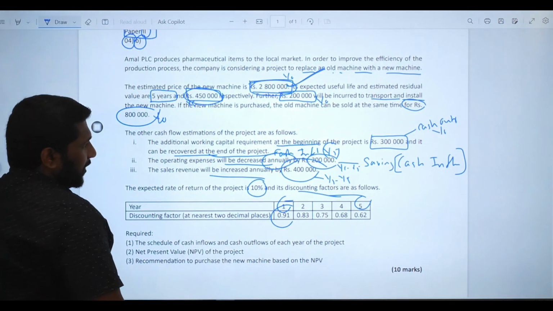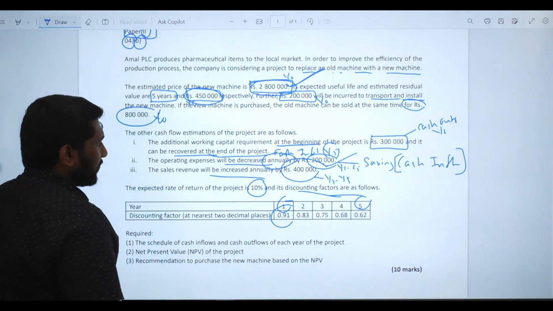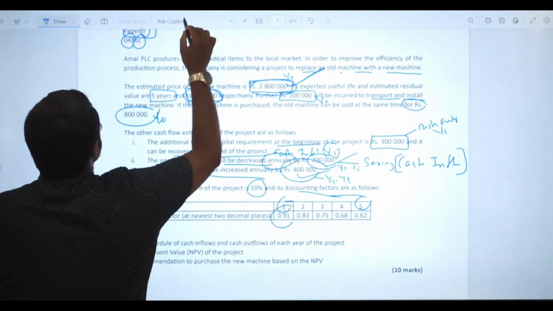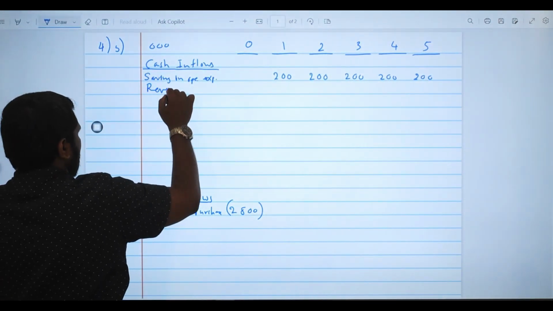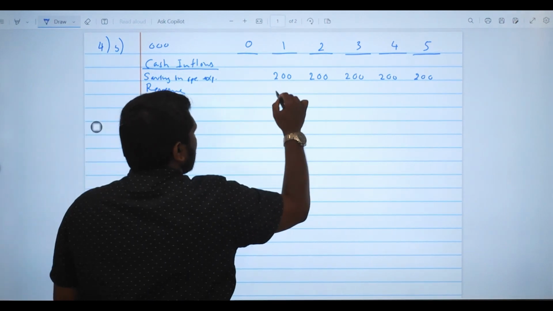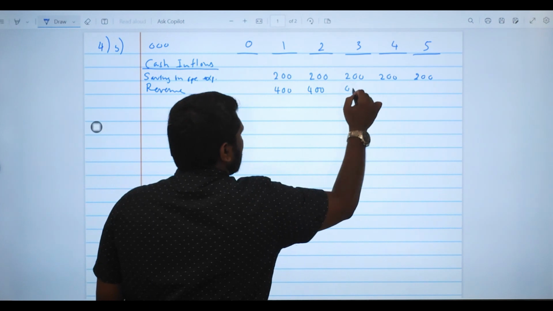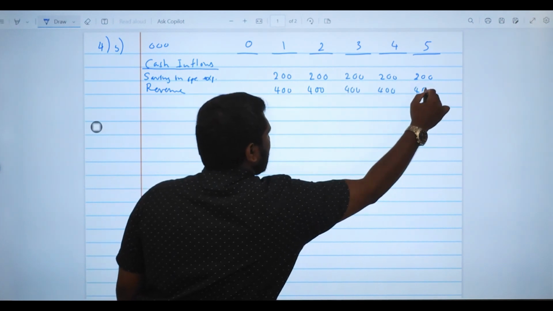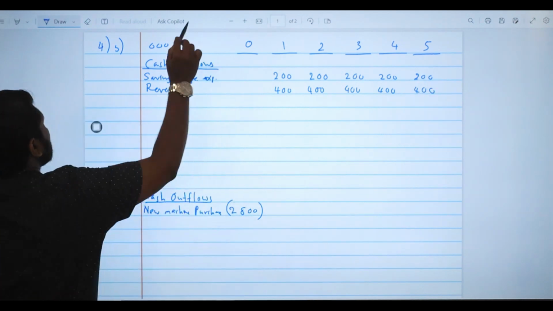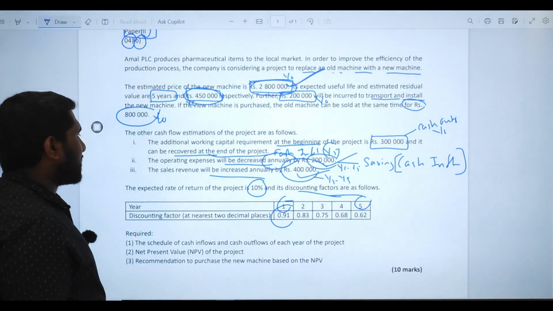Then additional revenue is there. So we are done with this. Put a tick once you are done with an adjustment. Additional revenue, 400,000, 400,000, 400,000, 400,000, 400,000. Good. So we are done with that one as well. Put a tick once you are done with an adjustment.